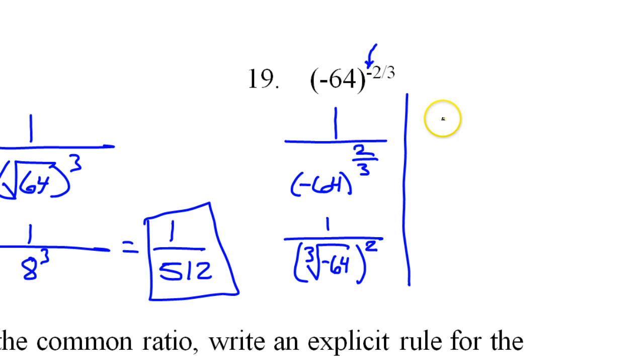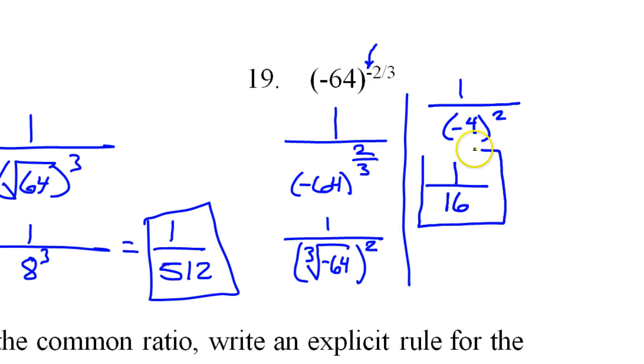So anyway, picking up over here, I've got 1 over, so the cube root of negative 64 was negative 4. And then we're supposed to square that. Well, if you raise a negative number to an even power, it turns into a positive. So this is going to be 16, positive 16. So the final answer is 1/16, positive.